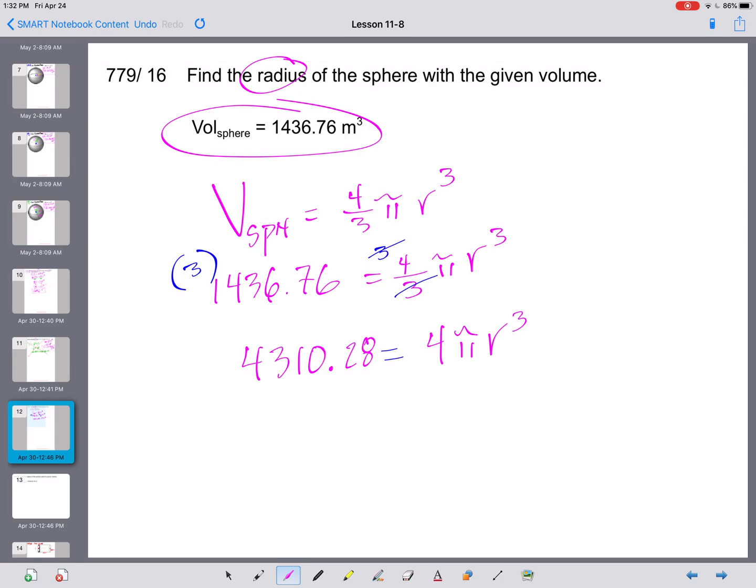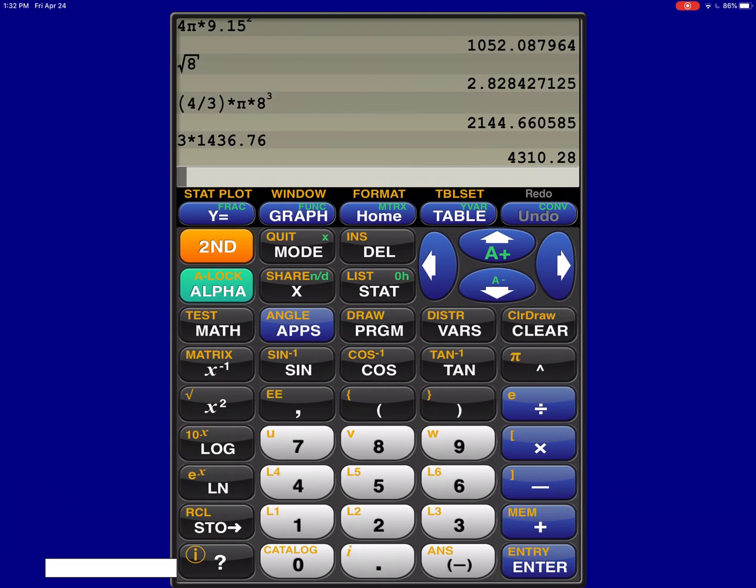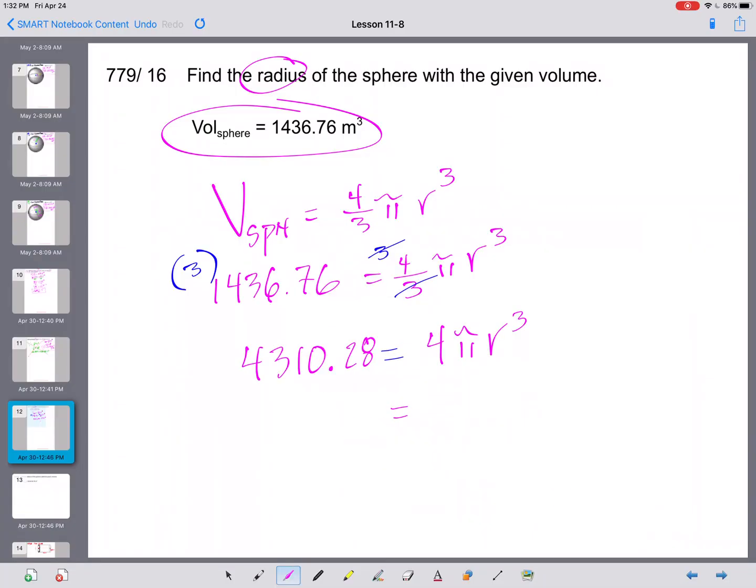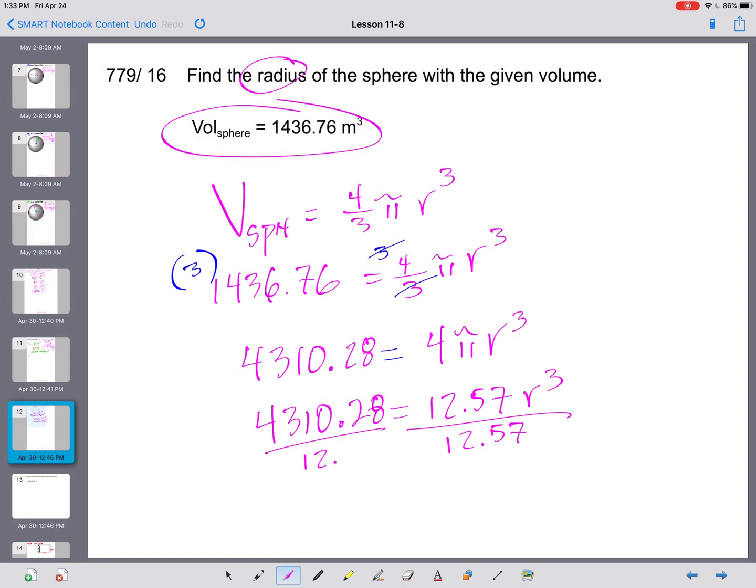I'll tell you what I'm going to do. I'm going to multiply 4 times pi. Okay, 4 times pi, get a number. Let's go. 1257, we could go with that. 1257 r cubed on this side. Still 4310.28. Okay, next step. Yeah, we got to divide now by 1257 on both sides.